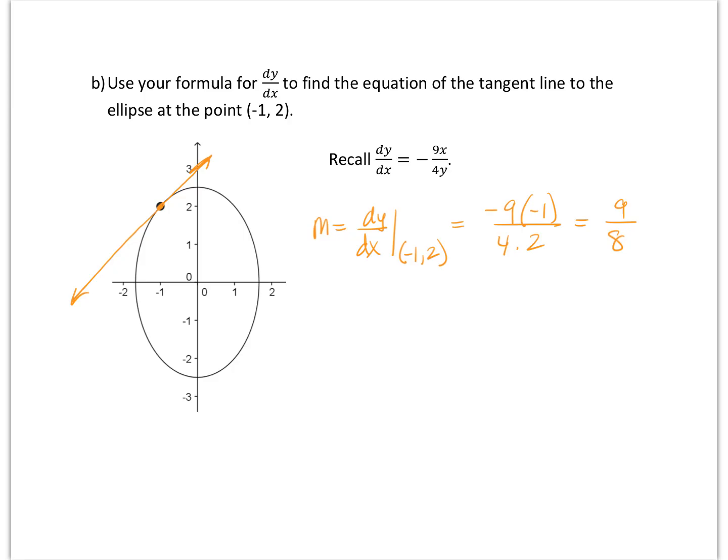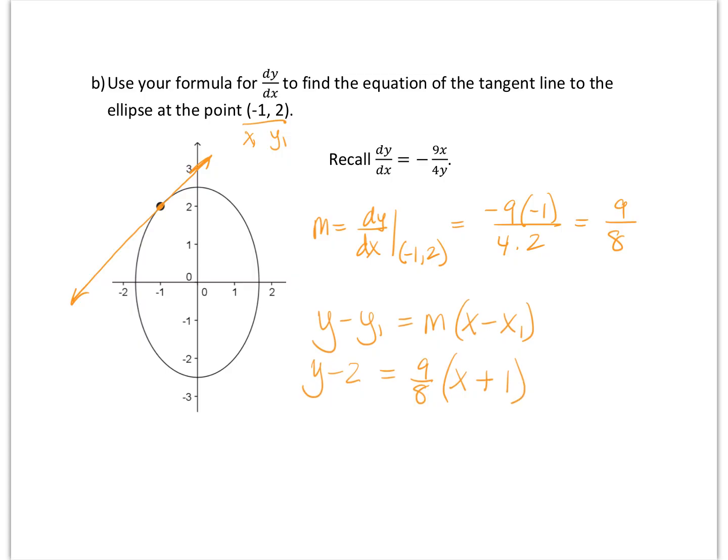Okay, I can't tell what the y-intercept of this line is. It looks like it's really going to be close to 3, but you can't tell based on a sketched graph. So I'm going to try to figure out what it is. I'm going to use point slope form for the equation of my line. y minus y1 equals m times x minus x1, and my point is your x1, y1. So this is going to be y minus 2 equals 9/8 times x minus negative 1.